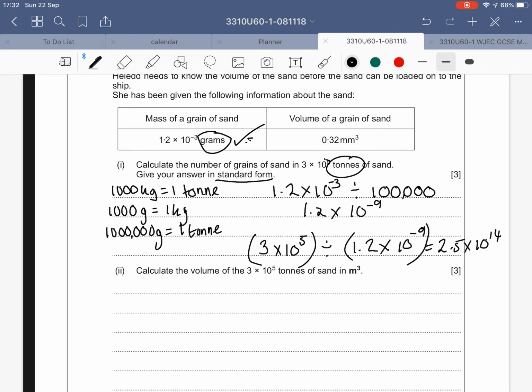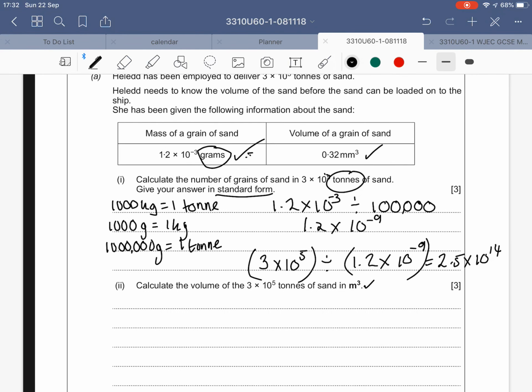Otherwise, the calculator might get confused. It shouldn't, but it might. It could be in a different mode. Next one, calculate the volume of the tons of sand in meters. Why? So this is in millimeters, and we want it in meters. So you need to know how many millimeters are in a meter. Well, you need to know how many millimeters cubed are in a meter cubed.